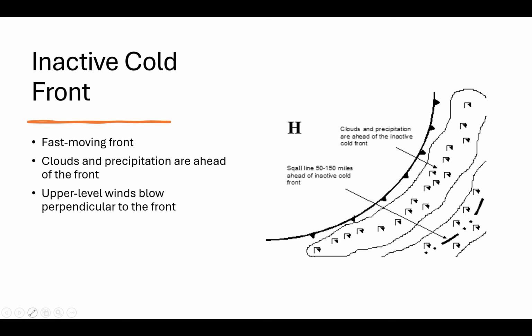Let me draw out, just to indicate again, these mid and upper level winds. With an inactive cold front, you notice the difference. The winds are from this direction, and these mid and upper level winds are perpendicular to the front. So that's going to push this front through much quicker and speed up its motion.